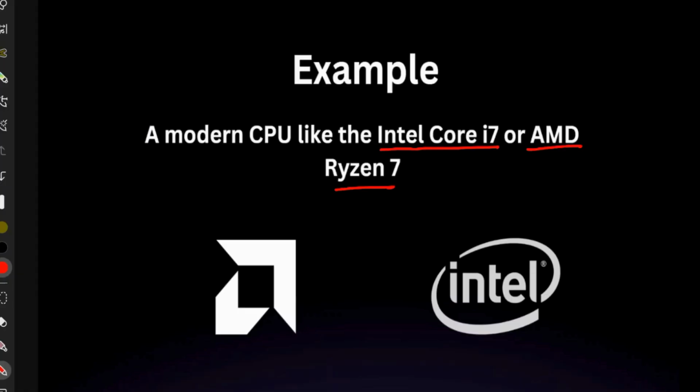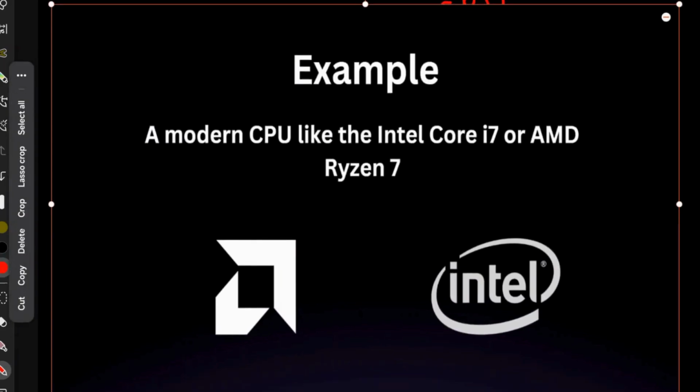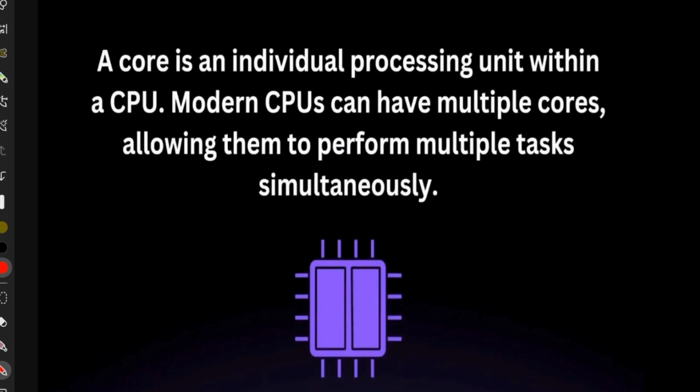Moving on, what exactly is a modern CPU? A modern CPU has processing cores, for example Intel Core i7 or AMD Ryzen 7. A core is an individual processing unit within the CPU. They have multiple cores that perform multiple operations at the same time.